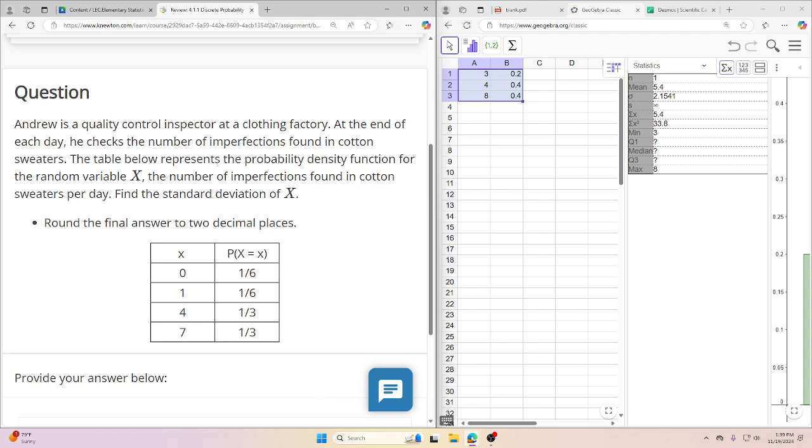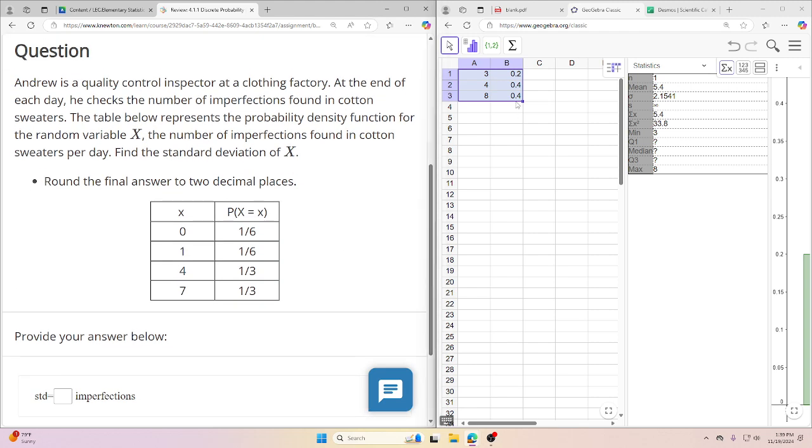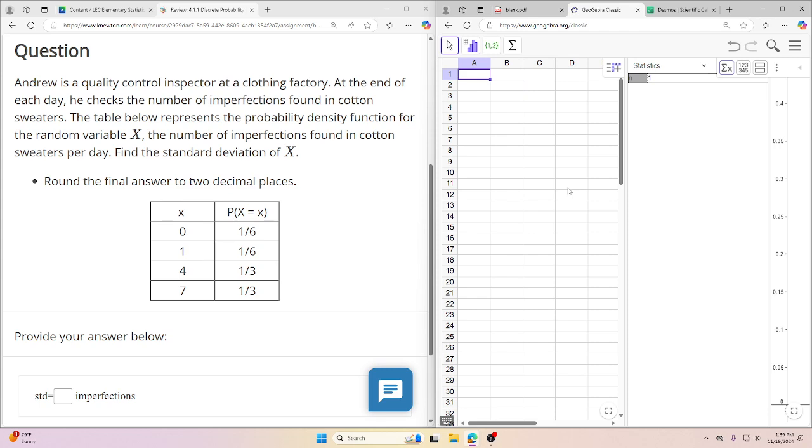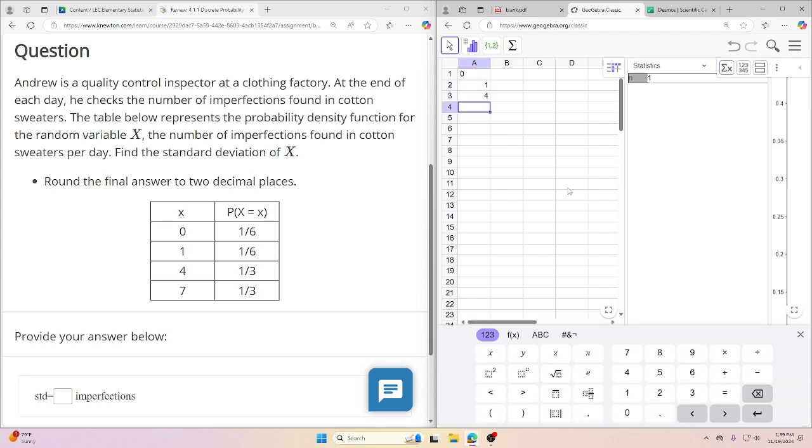Yet another one. It says standard deviation. Here we go. So yeah, this is all GeoGebra.